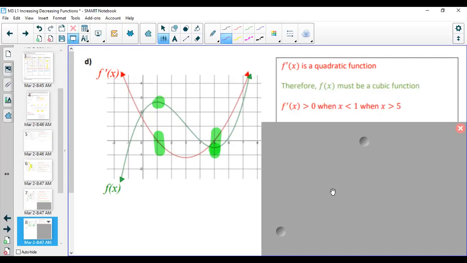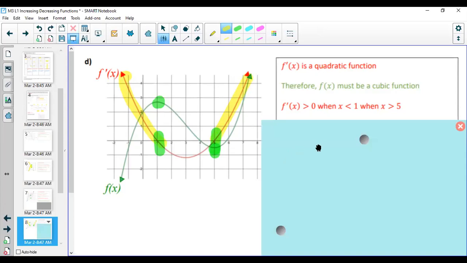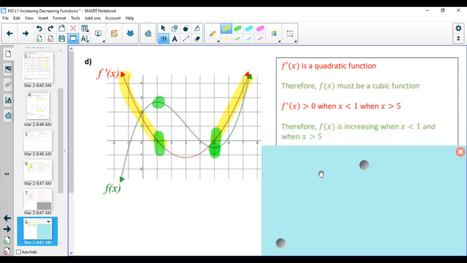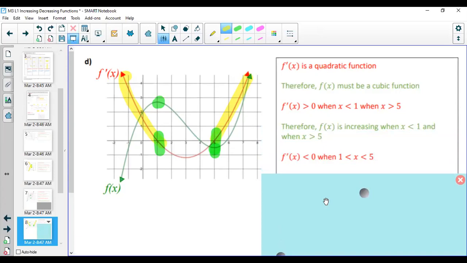When f prime of x is above the x-axis, we notice that happens when x is less than 1, and when x is greater than 5. That corresponds to our increasing intervals. So what I've highlighted on the derivative function graph corresponds to the original function's increasing intervals.